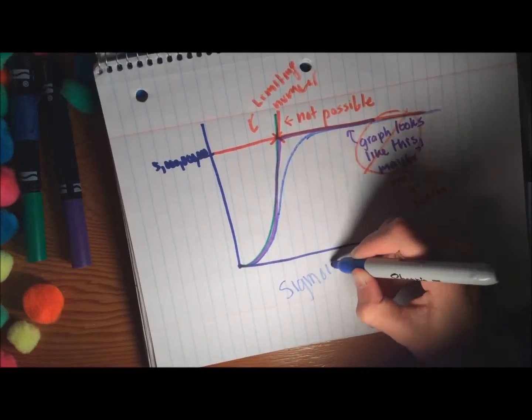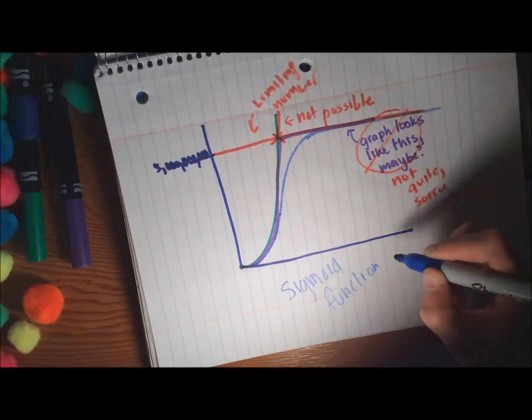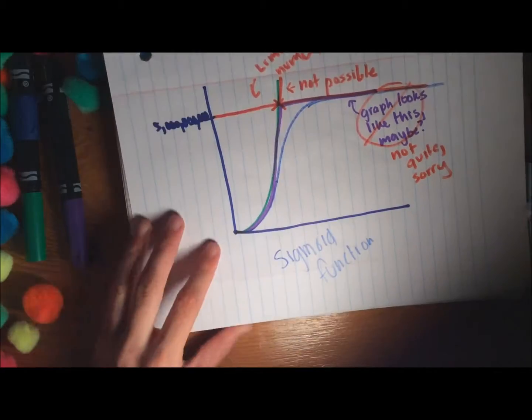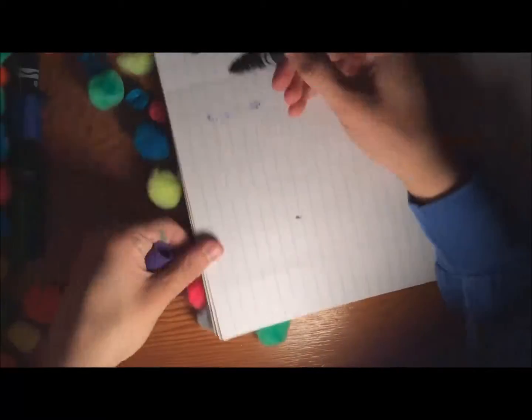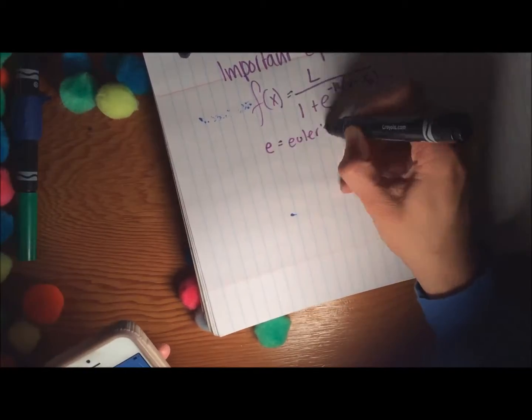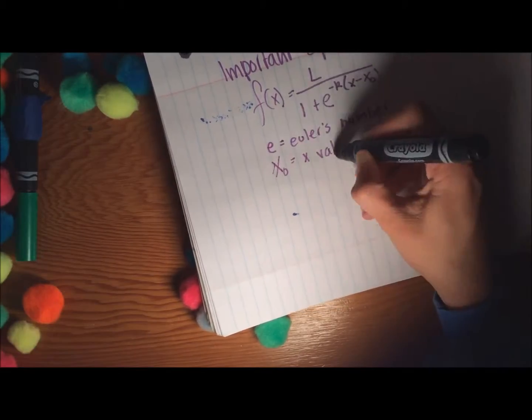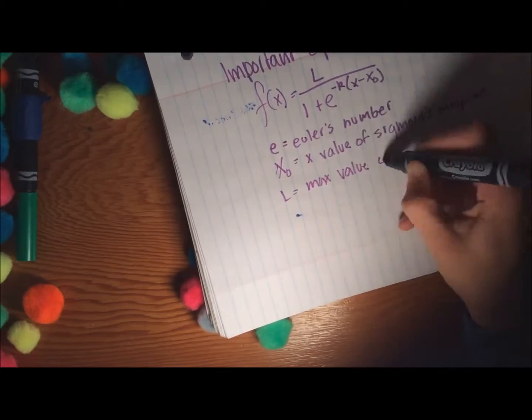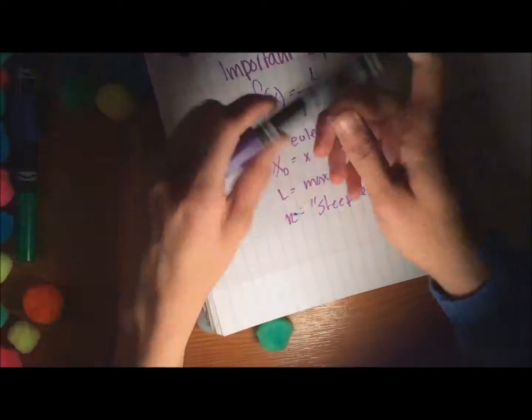Well, for the purposes of this exam and math in general, people came up with this great thing called the logistic equation, which is f of x equals L over 1 plus e to the negative k times (x minus x0), where e equals Euler's number. x0 is the x value of the sigmoid's midpoint, L is the curve's maximum value, and k equals the steepness of the curve. So let's apply this to tribbles.